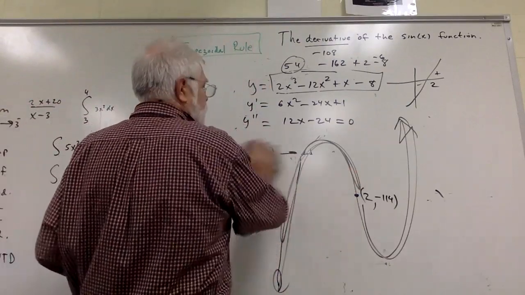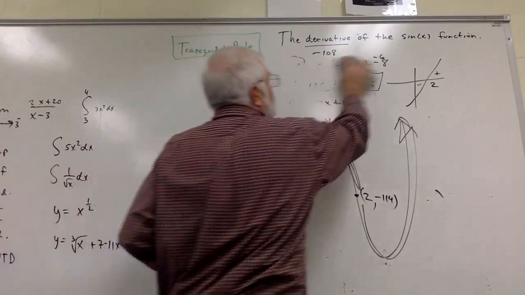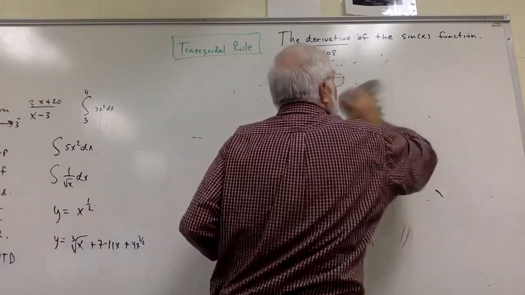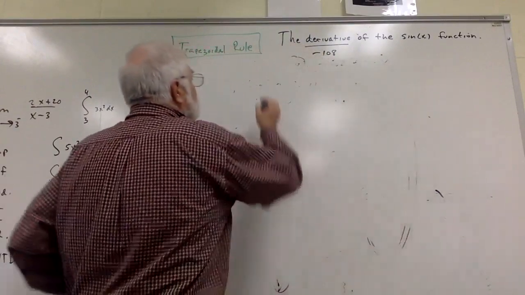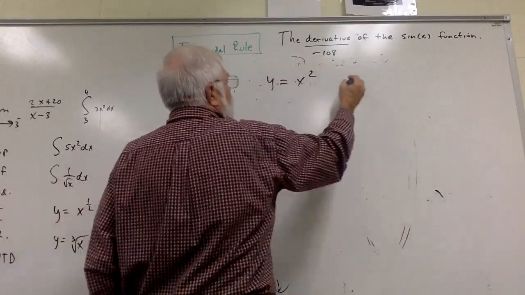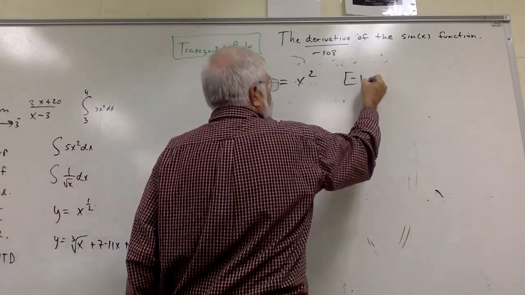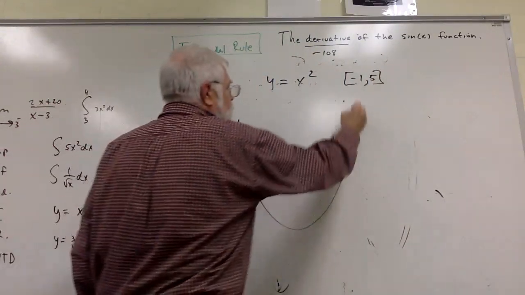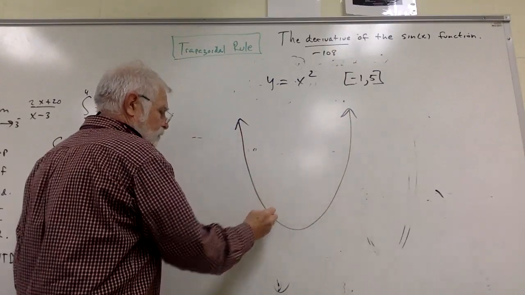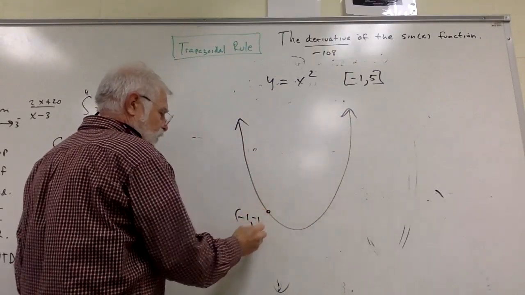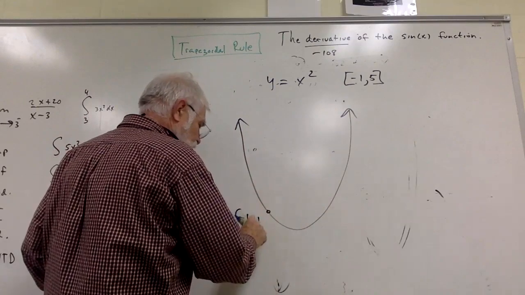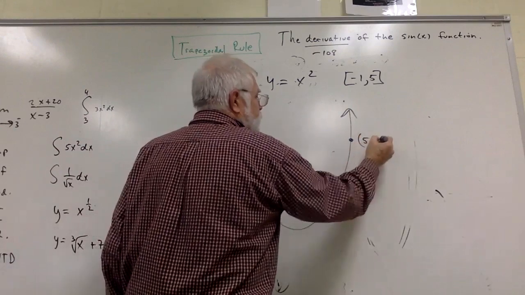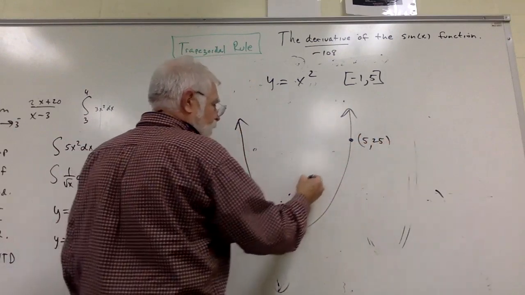All right, so now let's take a look at average rate of change. Average rate of change of x squared from negative 1 to 5. So we want the average rate of change of x squared for the interval negative 1 to 5. Okay, so negative 1 squared gets us positive 1, and 5 gets us 25.